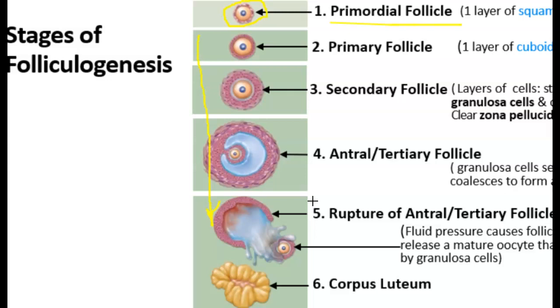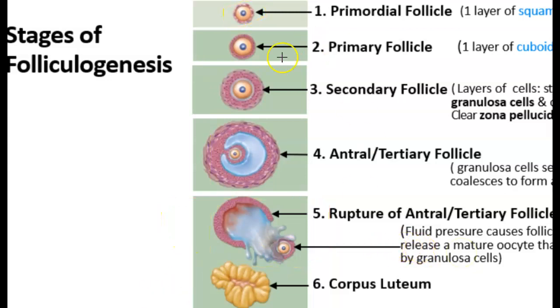In fact, just one is going to become what is known as the dominant follicle, and it will then progress through all these stages. It takes about 1 year for a single recruited primordial follicle to progress to the ovulation stage right here, rupture of that tertiary follicle.